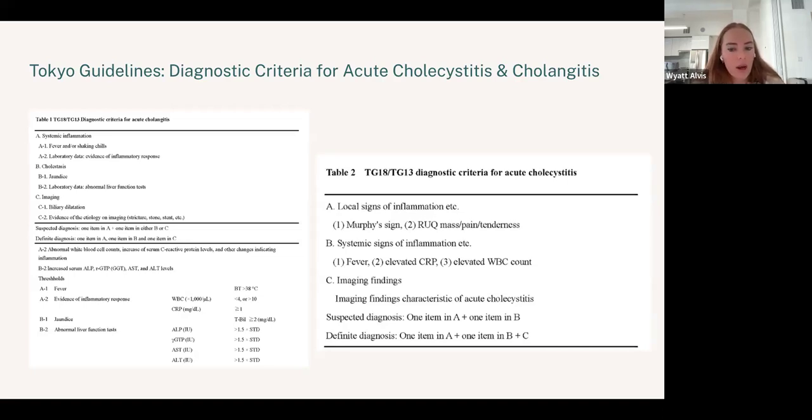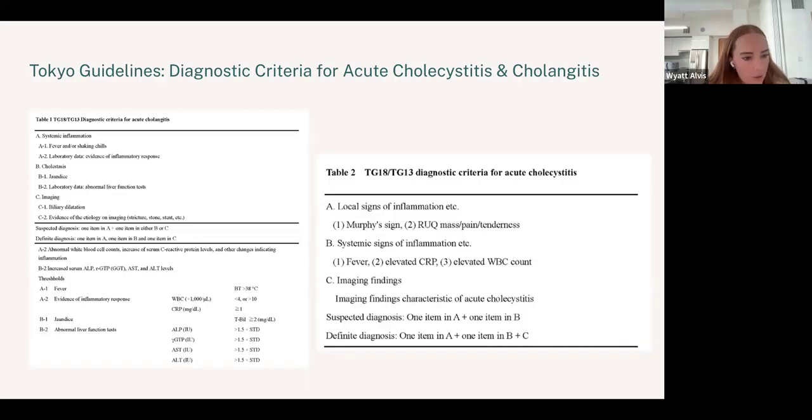And so the Tokyo guidelines for cholangitis and cholecystitis have three categories, A, B, C. For suspected cholangitis, you need one criterion from category A plus one from either B or C. And then for suspected acute cholecystitis, we need one criterion from A and then one from B. And for a definitive diagnosis of either of those conditions, we need all three categories, A, B, and C, to be met by criteria.